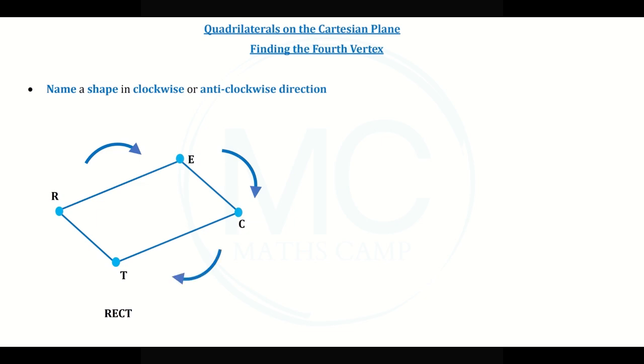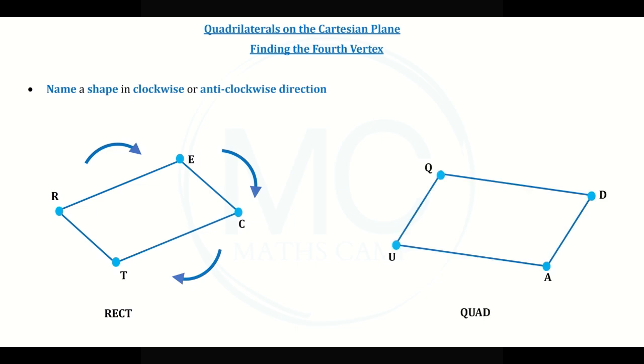But we can also name a quadrilateral by the position of the letters of each vertex in an anti-clockwise direction. Here we have the quadrilateral QUAD. To name it, we started at Q, then we moved on to U, then to A, and finally to D. We can use this idea when naming a given quadrilateral or when finding the fourth vertex.